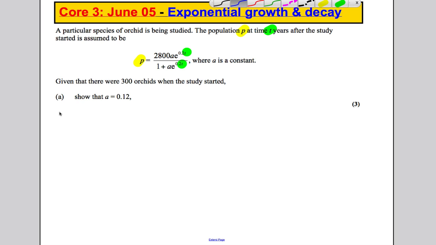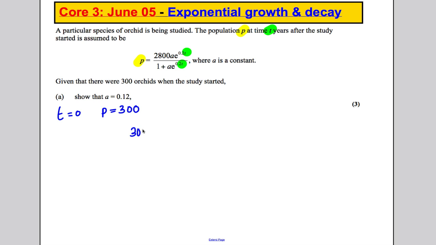Well, the study surely started when time was 0. And therefore, you also know that the population at that time was 300. So you can sub in t is 0 and P is 300 into this formula here and work out what A is.